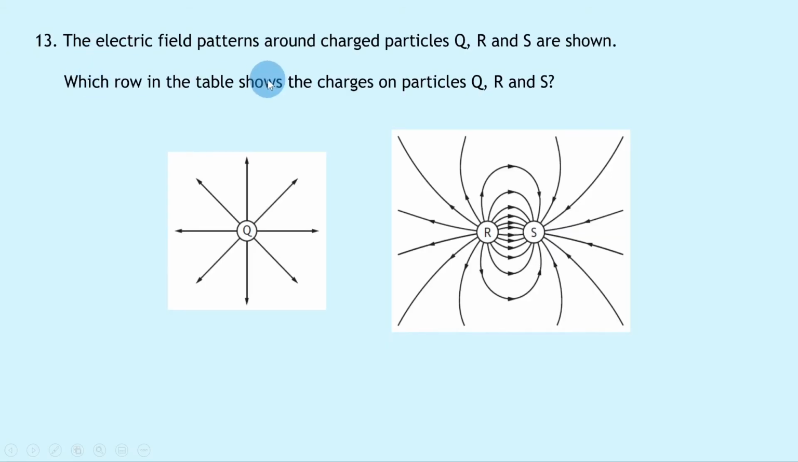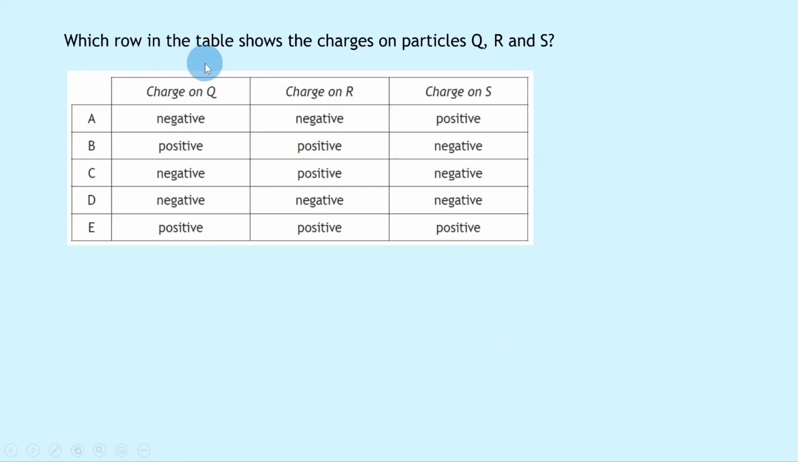Question 13 says the electric field patterns around charged particles Q, R and S are shown. Which row in the table shows the charges on particles Q, R and S? So we can see that charge Q is a point charge, and then we've got charges R and S which are near each other. It then says which row in the table shows the charges on particles Q, R and S.